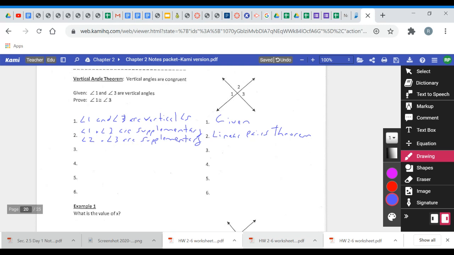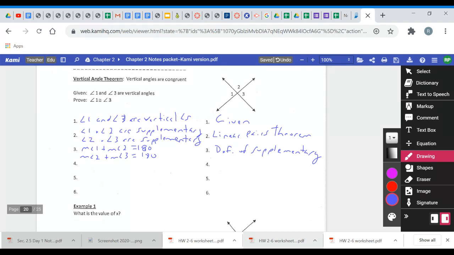If we say the angles are supplementary, we therefore know that the measure of angle 1 plus the measure of angle 2 must be equal to 180. And we also know that the measure of angle 2 plus the measure of angle 3 must be equal to 180. That is the definition of supplementary. If they're supplementary, we know they add up to 180.